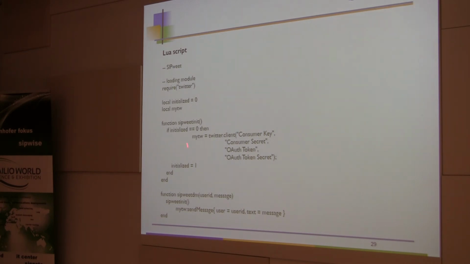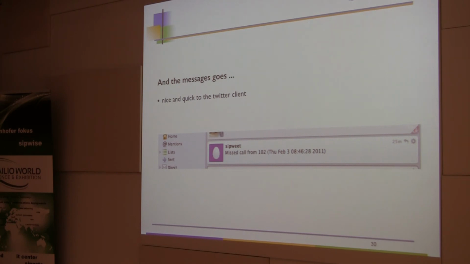So you have it as you load the Twitter library for Lua. All you need to do is authorize with this open authentication token that you need to get from Twitter. It's a standard procedure, and the function that we call from the Kamailio config file is send tweet direct message with user ID and message that are passed by Kamailio, and the result will be visible on your Twitter client.